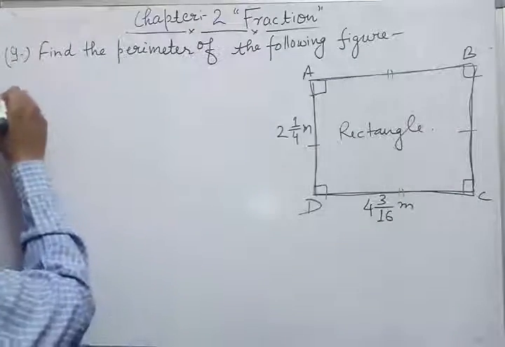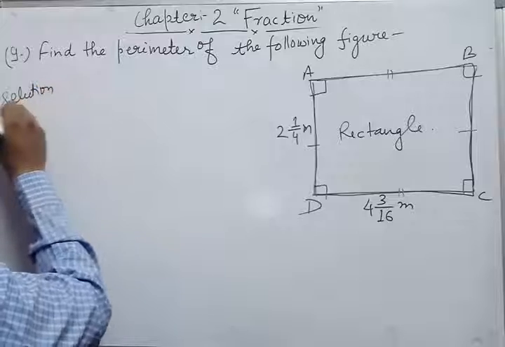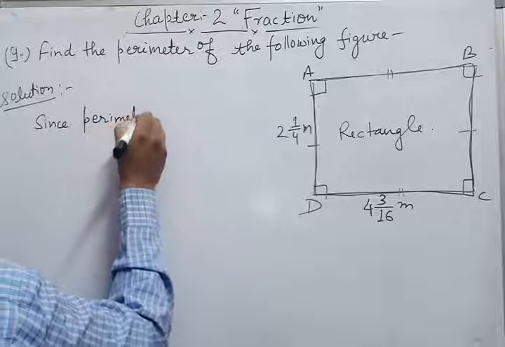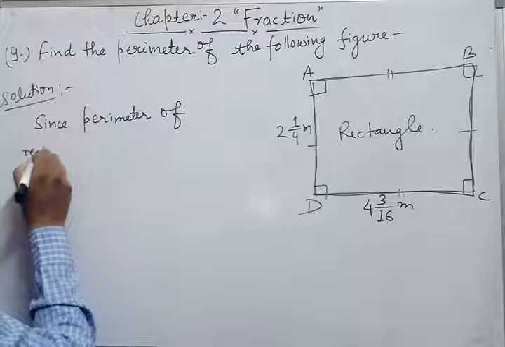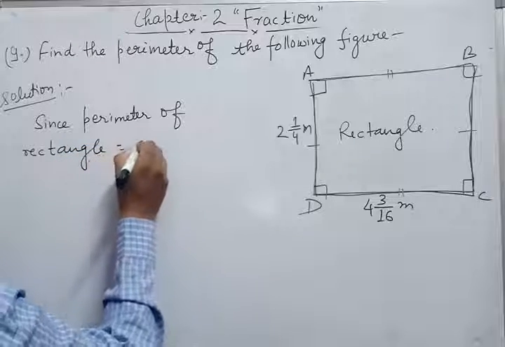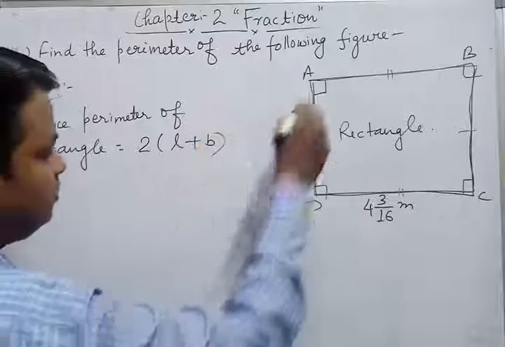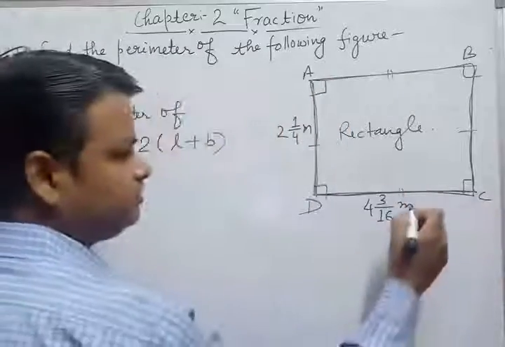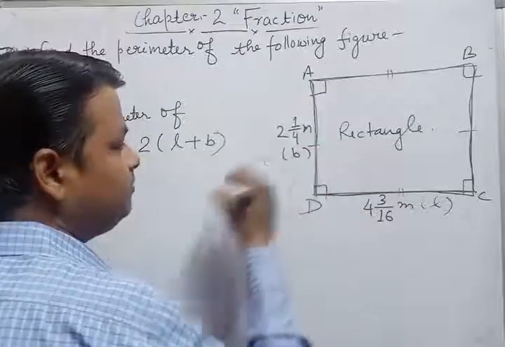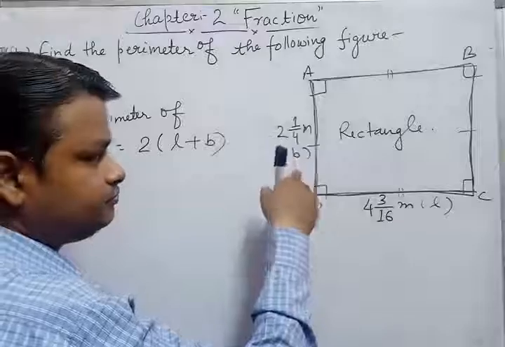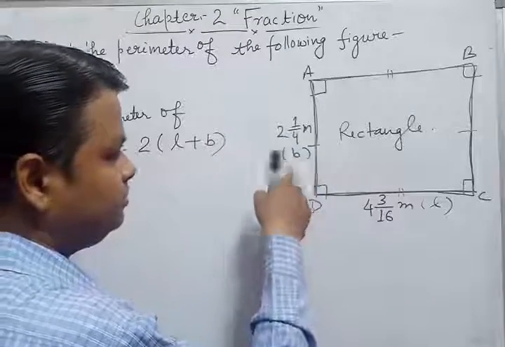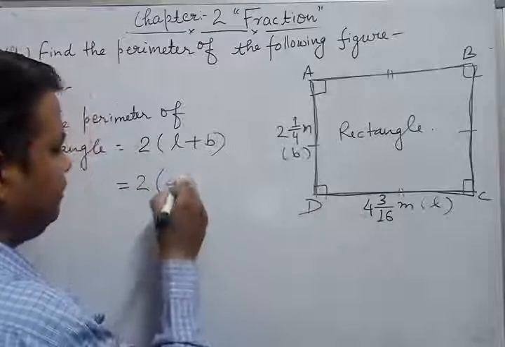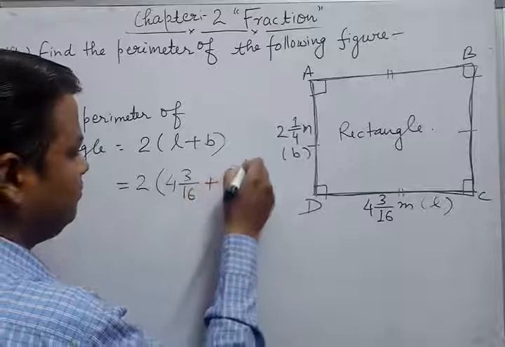So this is the solution of this question. Since the perimeter of a rectangle is equal to 2 into L plus B. So students, this is the breadth and this is the length. This is the length and this is the breadth. So you have to put these values in this formula. 2 bracket, in bracket for the length write 4 3/16 and for the breadth write 2 1/4.